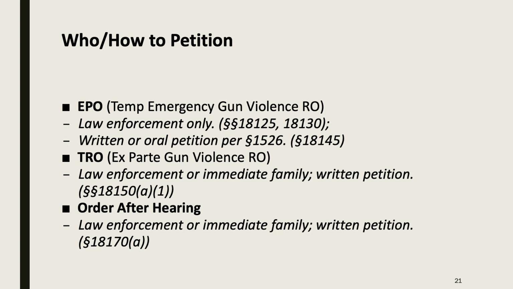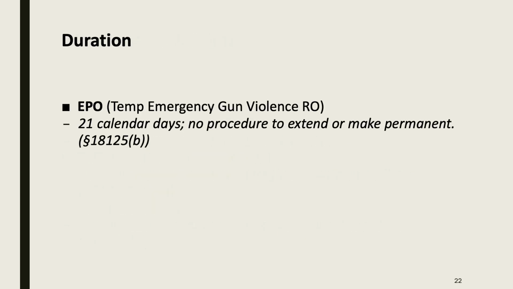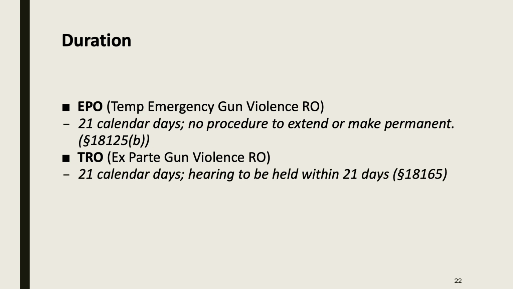Now, the emergency protective order lasts for 21 calendar days, and there is no procedure allowed to extend or make that order permanent. So someone has to come into court in that 21 calendar days to get the temporary restraining order. That order can last 21 calendar days. The hearing has to be held within 21 days.